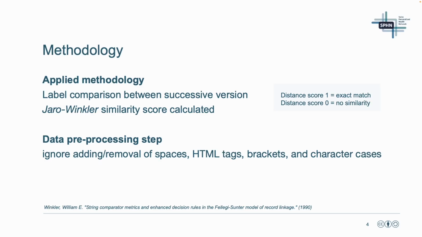The baseline methodology applied for this study is to compare the labels of the same code between successive versions. A Jaro-Winkler similarity score is calculated, which scores 1 if the labels are identical, and 0 if they are completely different and have no match at all. With this method, we wish to include all potential changes that are observed in these codes. In a second step, we did some pre-processing to ignore a few known non-semantic changes like removal or addition of spaces, HTML tags, brackets, and character cases in order to refine the calculated scores and therefore the results.